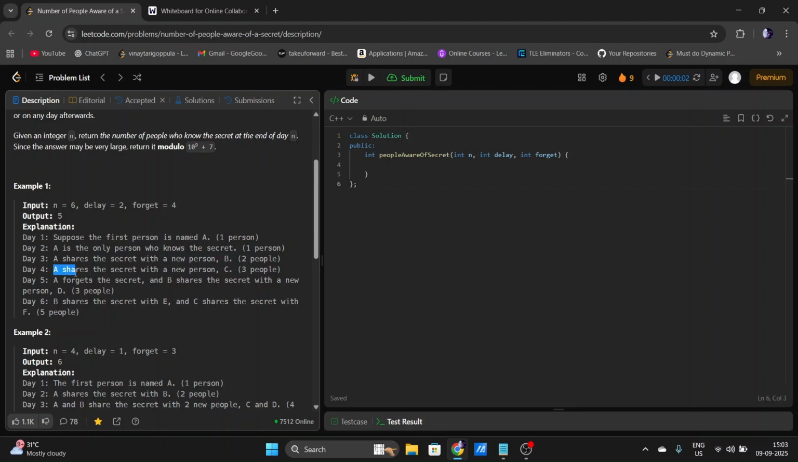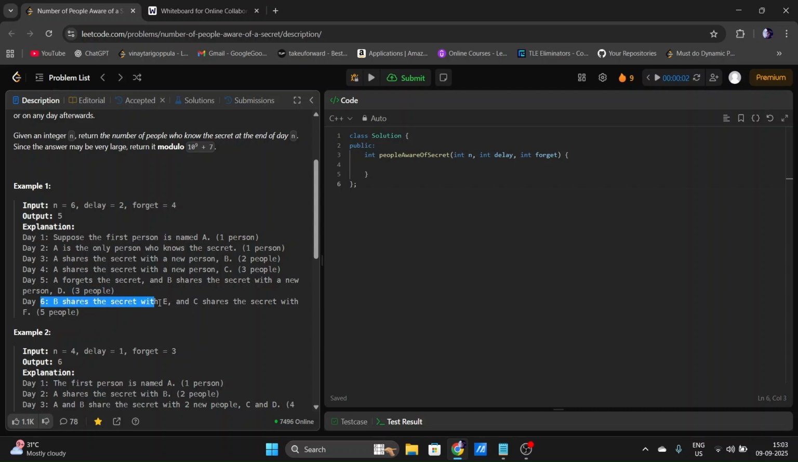On day 4, A shares this secret with a new person C. So now we have three people: A, B, C. At day 5, after forget days, I mean 4 days, A will forget the secret. Now B, who completed 2 days, meaning delay days, can share a secret with new persons. So B shares the secret with a new person D. Now we have three people: B, C, and D.